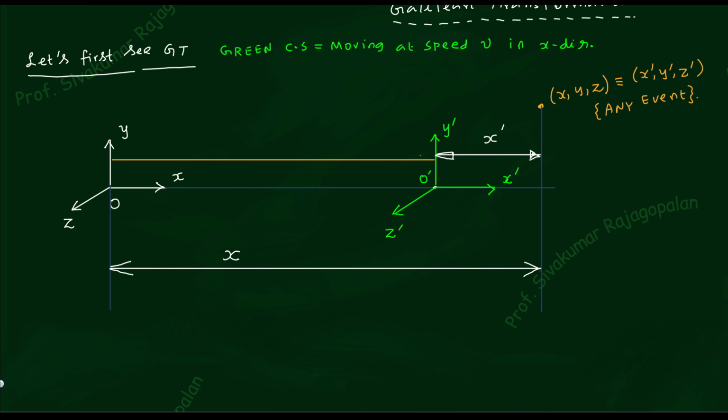I'll draw it in yellow color, and now you'll be able to see the distance between the two coordinate systems. Let me say s is the separation distance, which is vt. And you understand what vt is. v is the speed of movement and t is the time elapsed. So vt will give you the separation distance. So the geometry is now clear and quite simple.